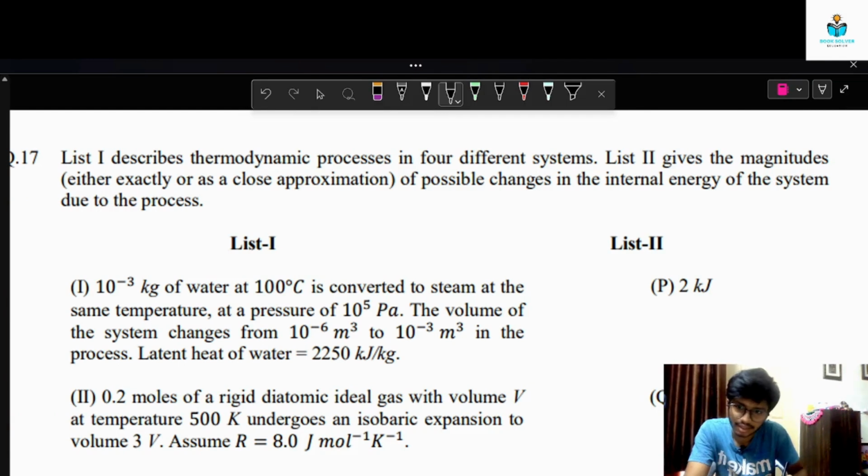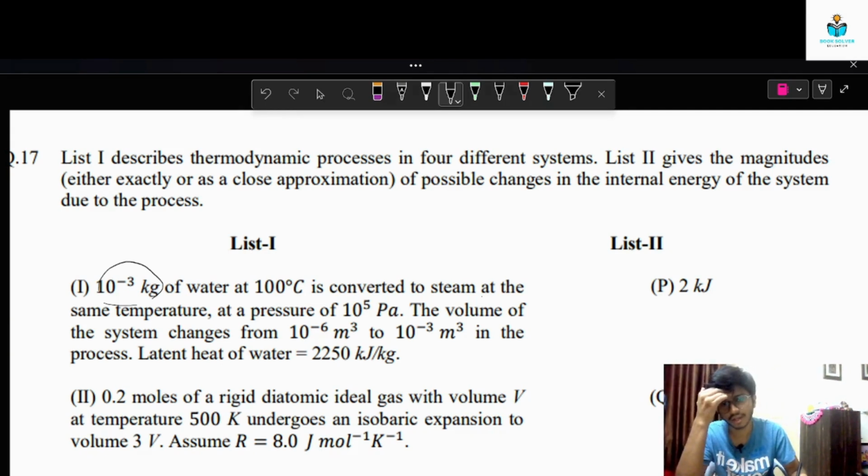It is given that the mass of water at 100 degrees Celsius is converted to steam at the same temperature, at a pressure of 10 to the power 5 pascals. The volume of the system changes from 10 to the power minus 6 to 10 to the power minus 3 meter cube in the process. So the entire mass of the water has changed. Okay, fine.